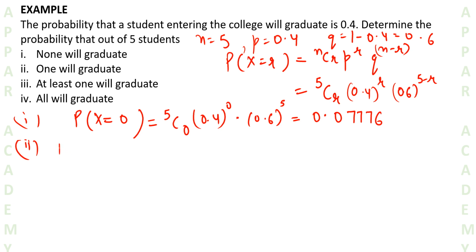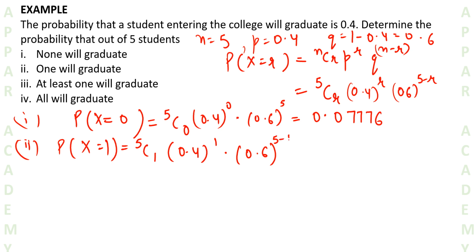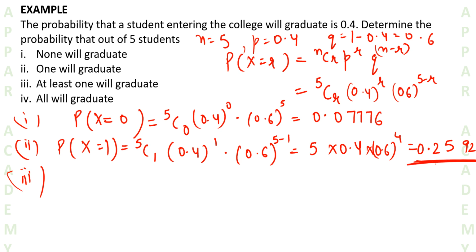Only one will graduate. So probability x is equal to 1. This is equal to 5C1, 0.4 to the power 1 into 0.6 to the power 5 minus 1. So this is 5C1, which is 5 into 0.4, and 0.6 to the power 4. So this is equal to 0.2592. I have already solved these values. I am simply writing it out, right? These values I have already solved.